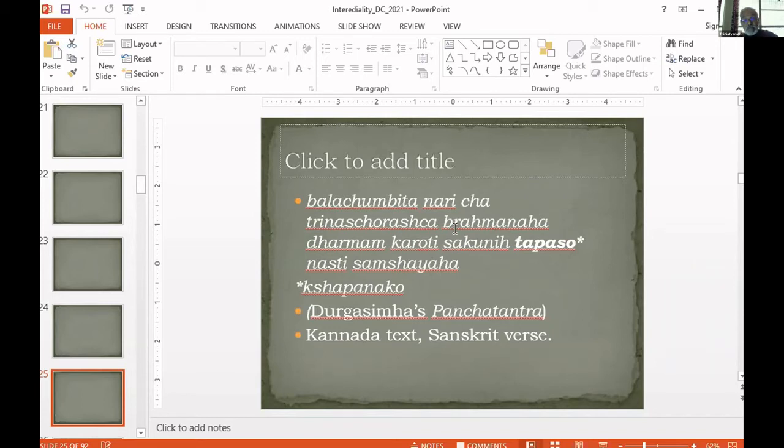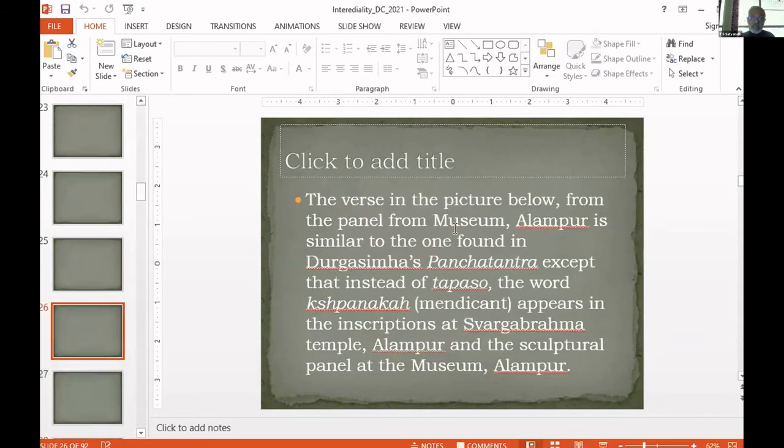Secondly, we should notice that Durga Simha's Panchatantra is a Kannada Panchatantra, but there is still a Sanskrit verse there. This is another aspect. The verse in the picture below, from the panel in the Museum at Alampur in Andhra Pradesh, is similar to the one found in Durga Simha's Panchatantra, except that instead of tapaso, the word kshapanaka, mendicant, appears in the inscriptions at the Swarga Brahma Temple, Alampur, and the sculptural panel at the Museum, Alampur.